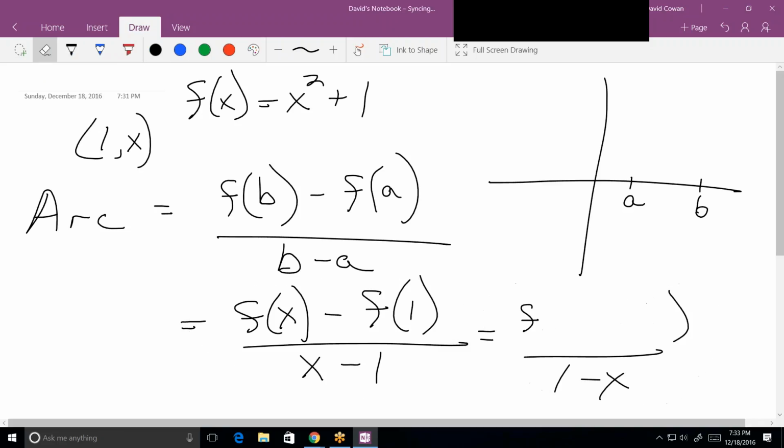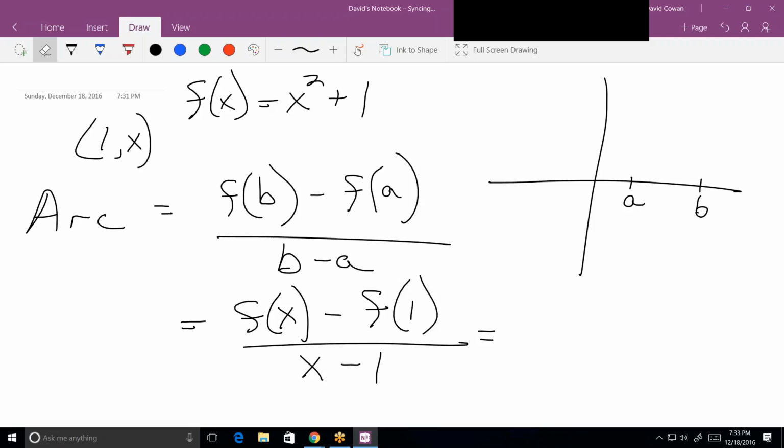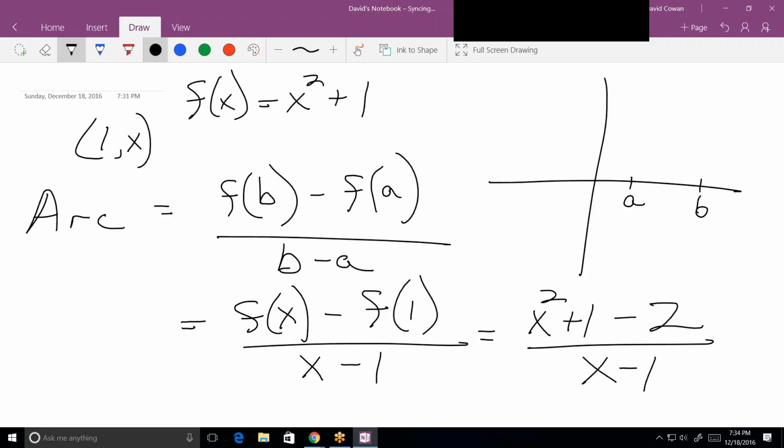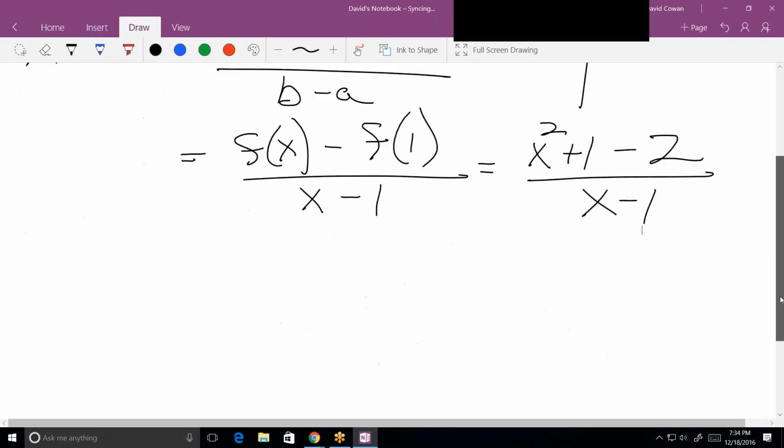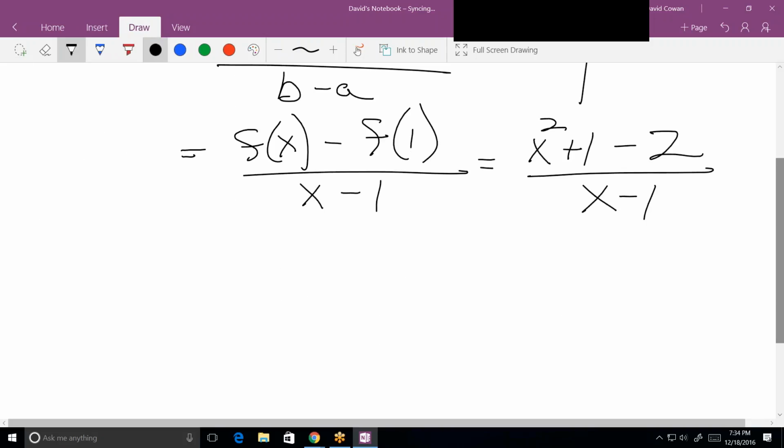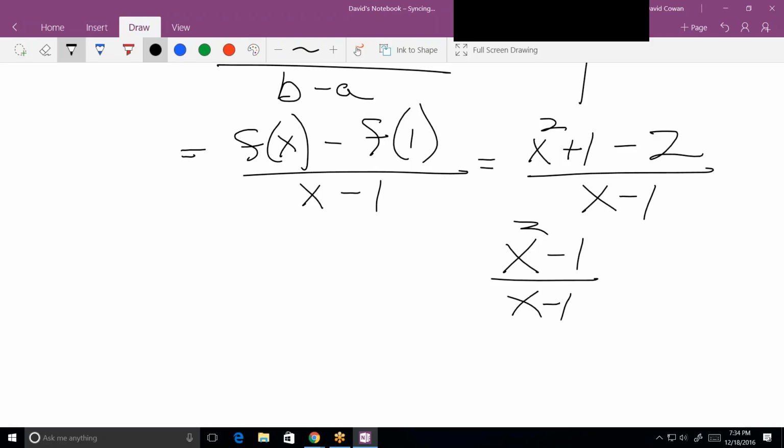What goes in for f of x? x squared plus 1. What's f of 1? 2. So now I have x squared minus 1 in the numerator, x minus 1 in the denominator. Can I simplify that? Yes, difference of perfect squares. So that's going to simplify to x plus 1.